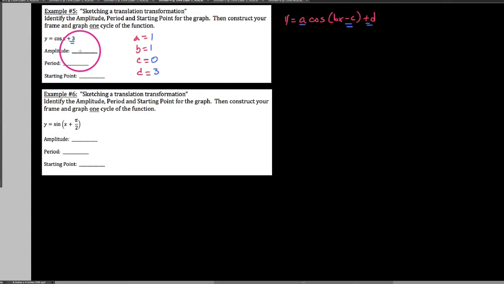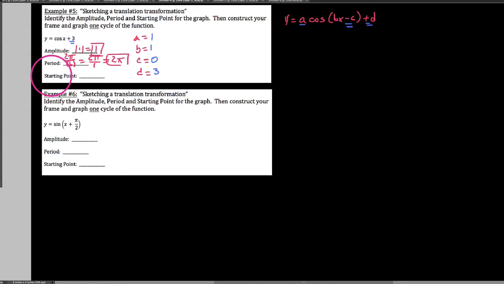So with respect to amplitude, we say it's always the absolute value of our a value. So the absolute value of 1 is 1. With respect to period, we say it is 2 pi on our sine and cosine curves over b. So we get 2 pi over our b value, which is 1. So we have a period length of 2 pi. So we both know the height and the length of our frame now. Now let's examine the starting point.